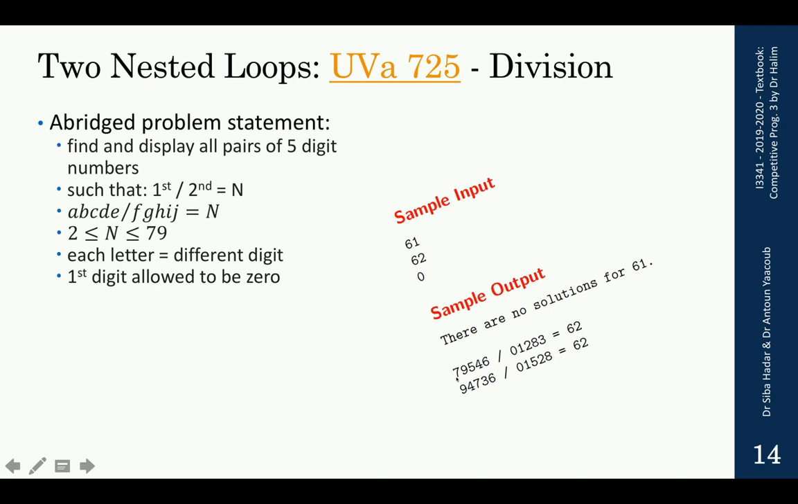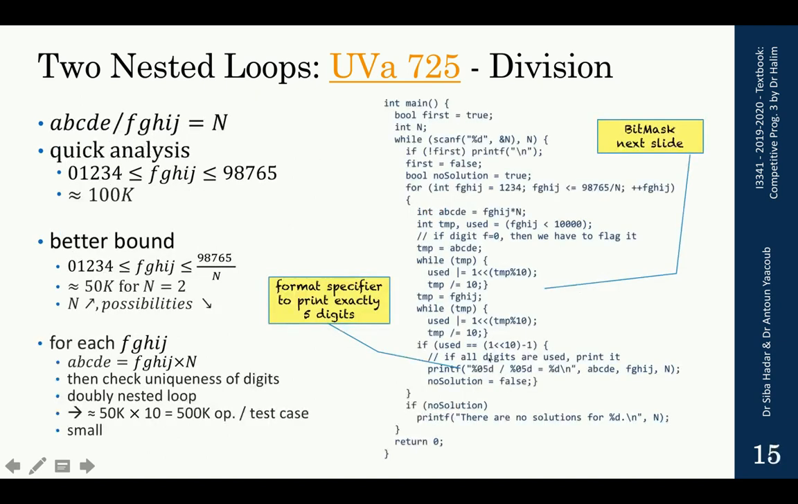So here we have 79546 divided by 01283 equals 62, and pay attention to the 0, it must appear in the number. The other solution is 94736 divided by 01528 is equal to 62. So our job is to find all the pairs. And here we go, we are going to begin thinking.